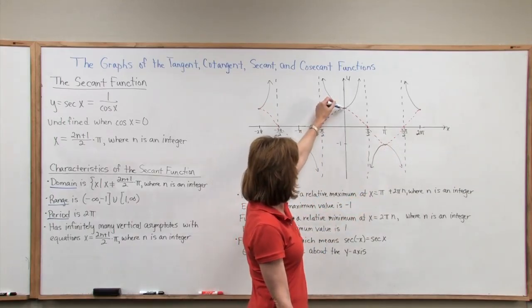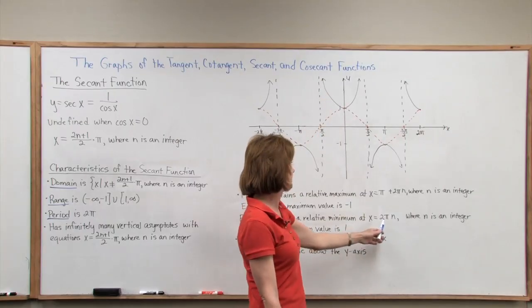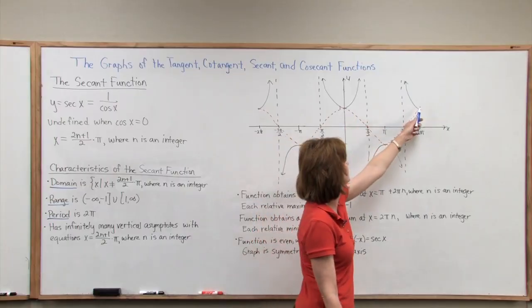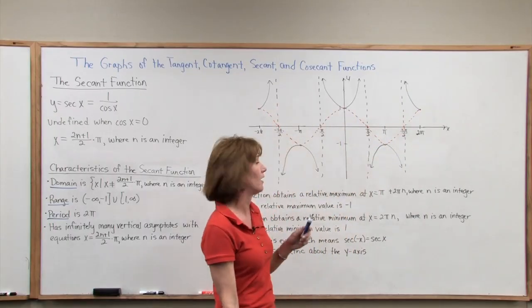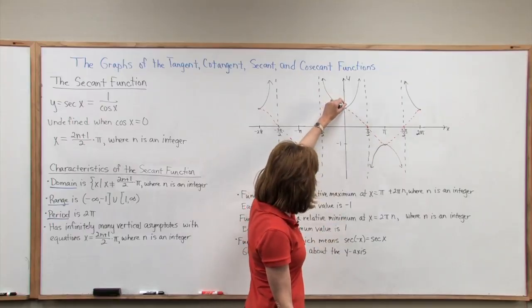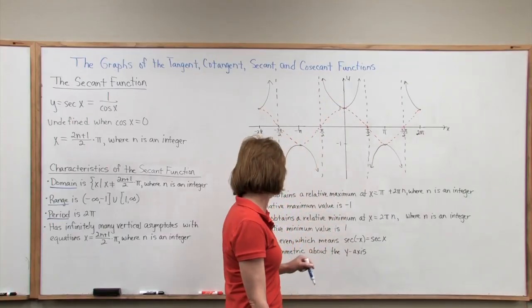Here we have a relative minimum point. It occurs at x equal to all multiples of 2 pi n. So one's at 0, the next one would be at 2 pi, negative 2 pi. Again, n is an integer. And the minimum value is 1.